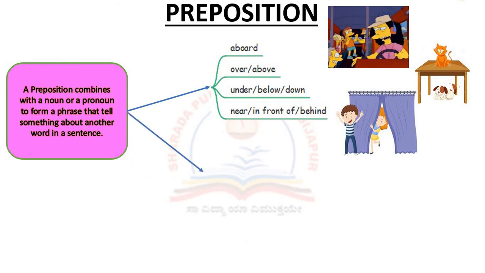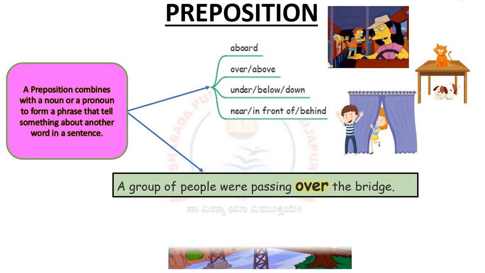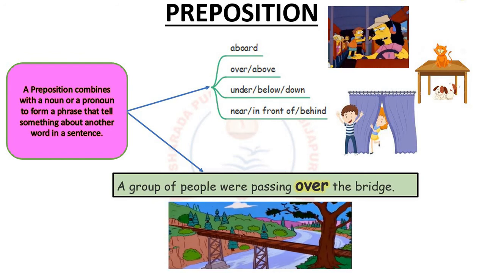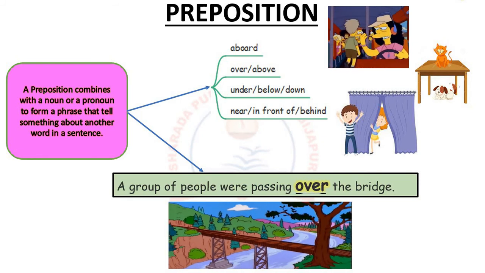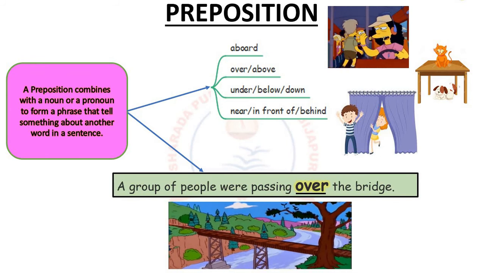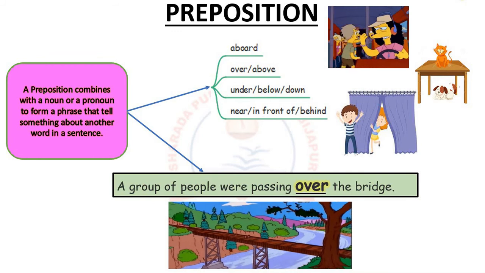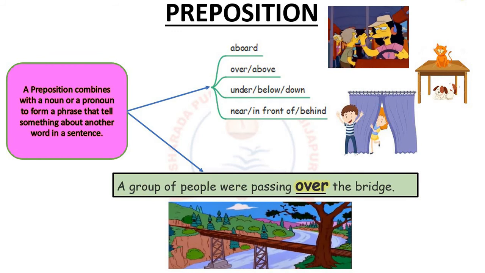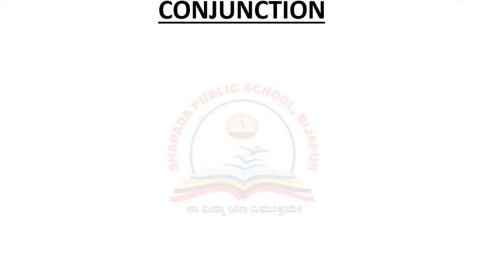Let's look at an example to understand this better. A group of people were passing over the bridge. In this sentence, over is the preposition. In this way, we use prepositions that help us understand the position of the noun or the pronoun. Now let's look at the next part of speech, that is conjunction.